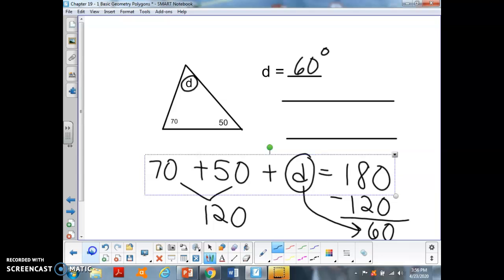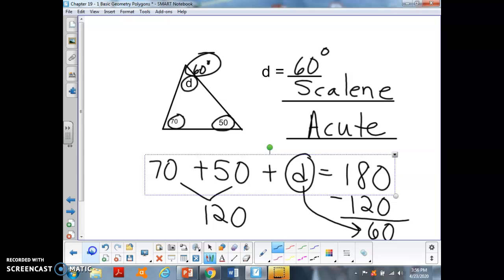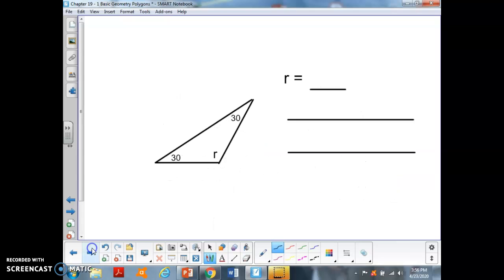Now I can do my naming. This now is 60 degrees, I know that. All three degrees, 60, 50, and 70, are different measurements. It is scalene then. And all three measurements, 70, 50, and 60, are less than 90, so it is acute. Acute scalene triangle.